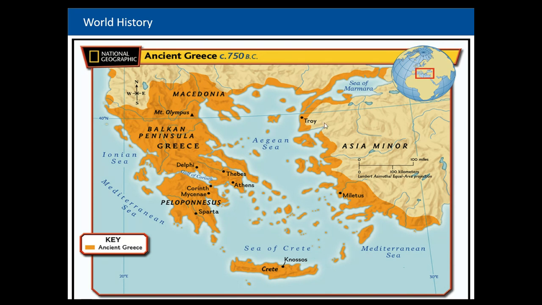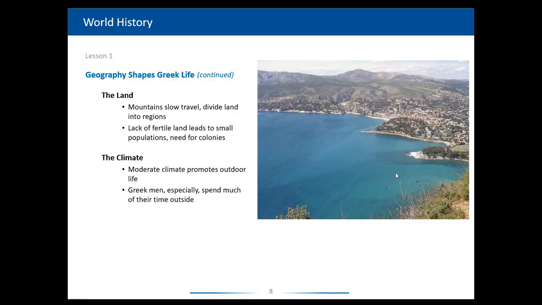All right. If you look at the globe up in the right corner here, you notice that all this is taking place north of Africa. A lot of the influences of ancient Greece come from Africa, specifically from Egypt. All right, let's take a look.